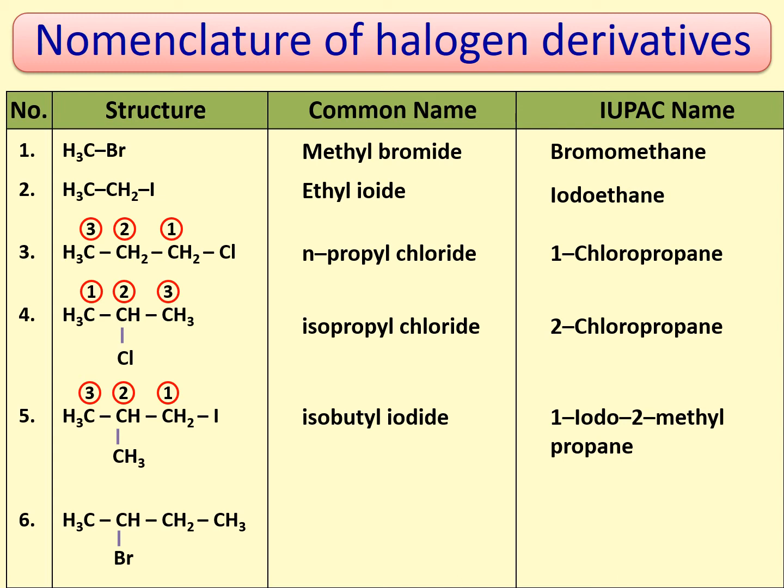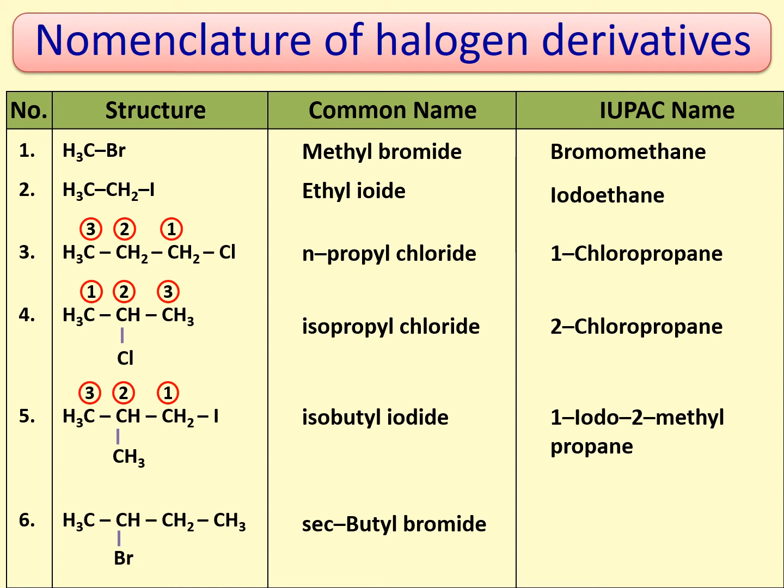Again, in this compound, there are 4 carbon atoms. So this is also a type of butyl group. Now, which type of butyl group is this? Yes, here the functional group is present on the second or the secondary carbon atom. So the prefix sec is attached to butyl. So the common name of the compound is sec-butyl bromide.